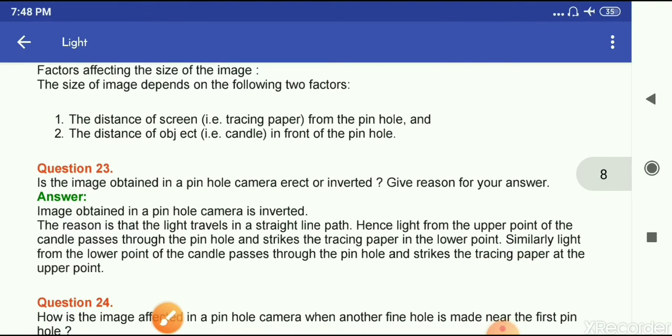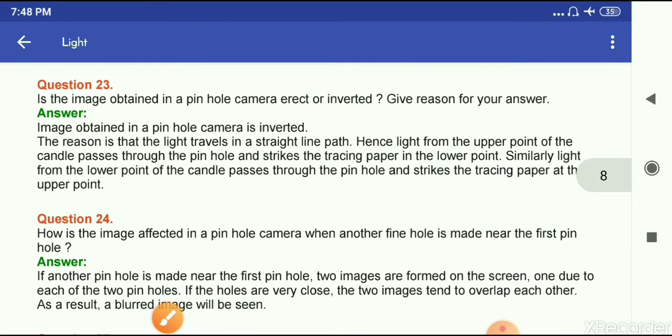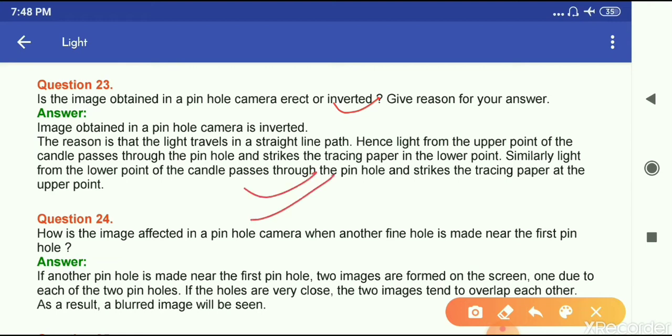Question number 23. Is the image obtained in a pinhole camera erect or inverted? Give your reason for your answer. So image formed is inverted and this is the reason. The reason is that the light travels in a straight line path, hence light from the upper point of the candle passes through the pinhole and strikes the tracing paper in the lower point, and similarly light from the lower point of the candle passes through the pinhole and strikes the tracing paper at the upper point.